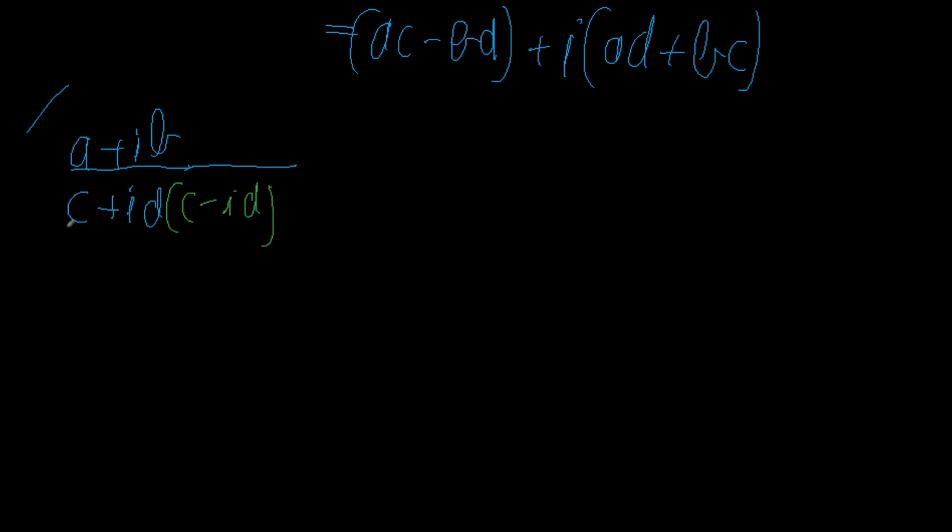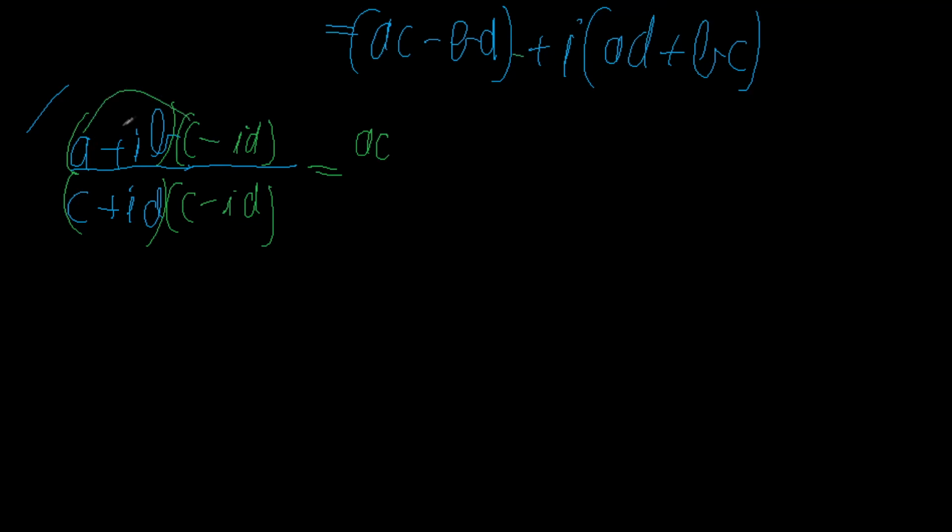You see how this is C plus ID? Its complex conjugate is C minus ID. Now, of course, multiply both top and bottom, so it doesn't change the value. And then we'll just use multiplication as seen here. So this will be AC. Now, look out, because it's a minus, not a plus.